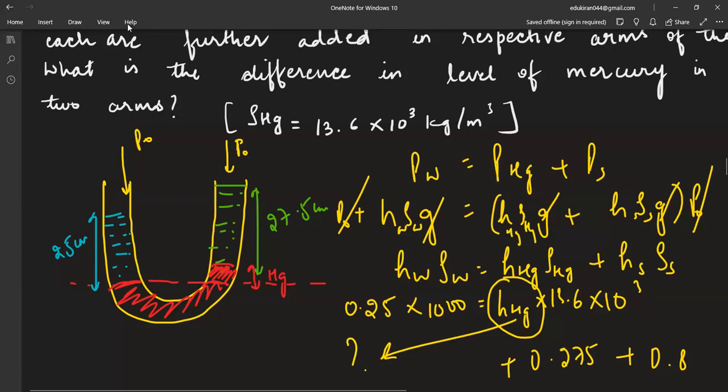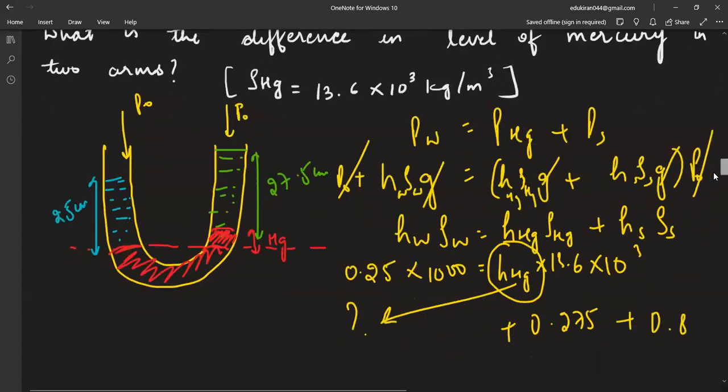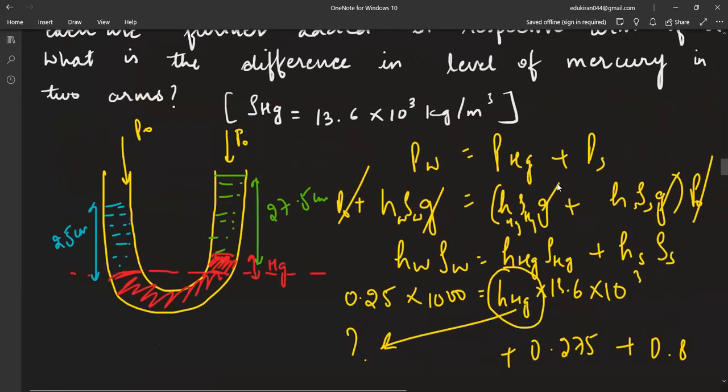So the pressure in both the arms will always be equal? Pressure is equal, yes. Till the time you are talking about hydrostatics, pressure is equal. That's why we have equated this. This is according to Pascal's law also, which says that the pressure exerted by a liquid column is the same everywhere.